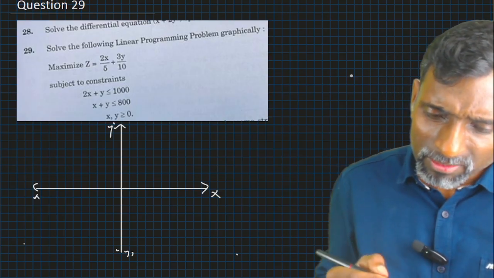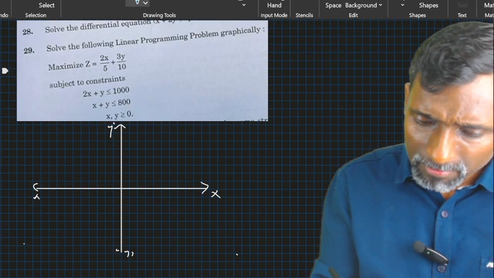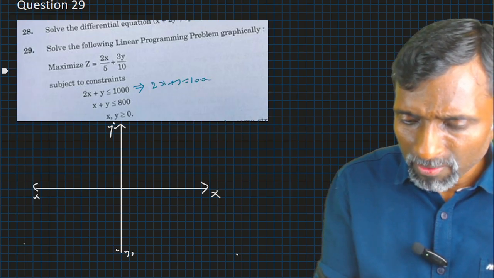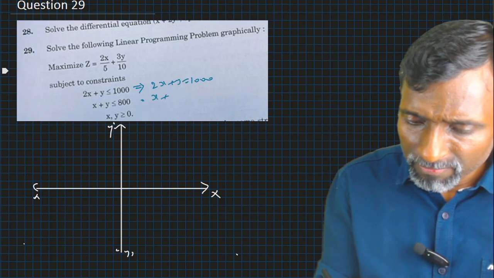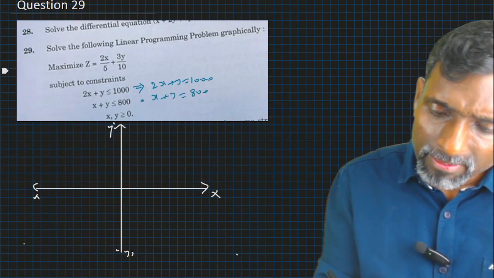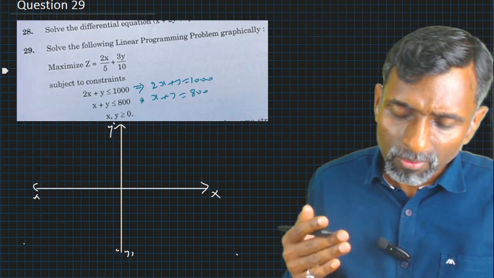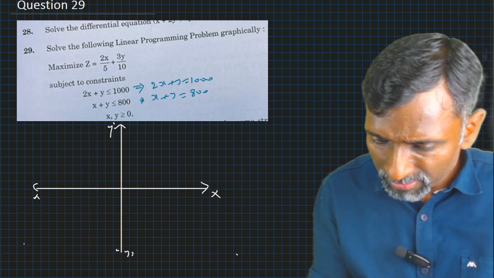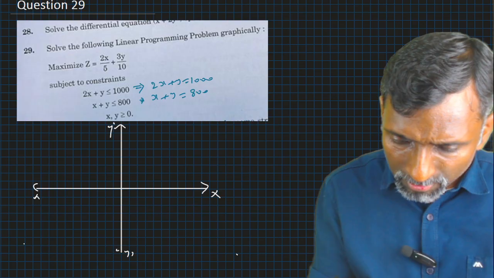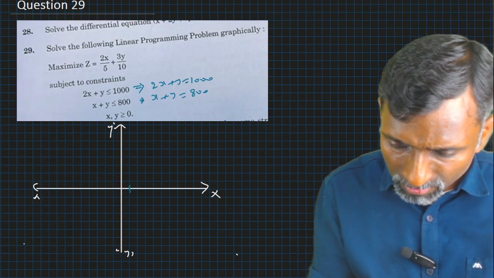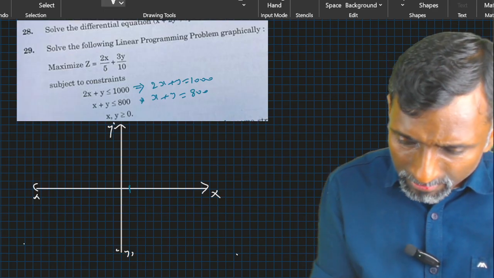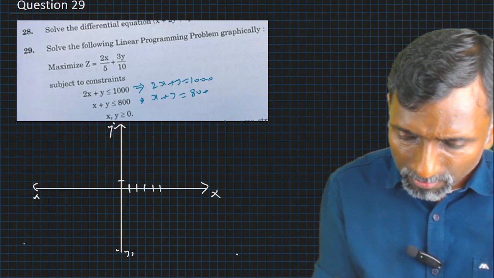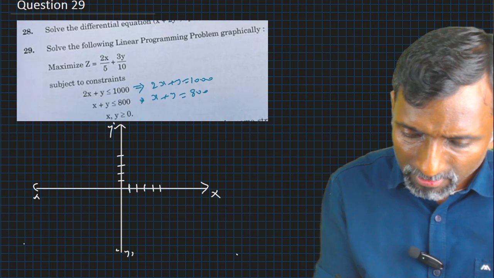2x plus y is equal to 1000. So in this case, we can consider 2x plus y is equal to 1000 and find the points of intersection. We can consider the unit as 200 or 100. So 1, 2, 3, 4, 5, 6, 7, 8, 9, 10. We can take 200, 400, 600, 800, 1000.